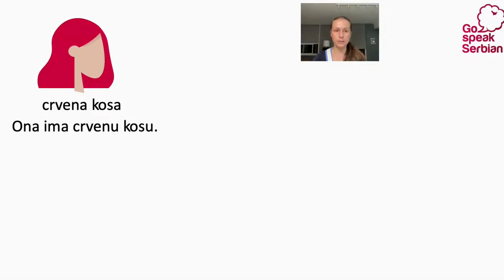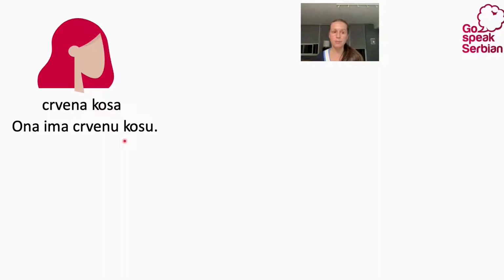Crvena kosa, red hair, ona ima crvenu kosu. So you can see how the ending changes. The color is crven, that's the masculine nominative singular form. Then we said in feminine singular nominative form, it is crvena. Now we see that here we have crvenu.